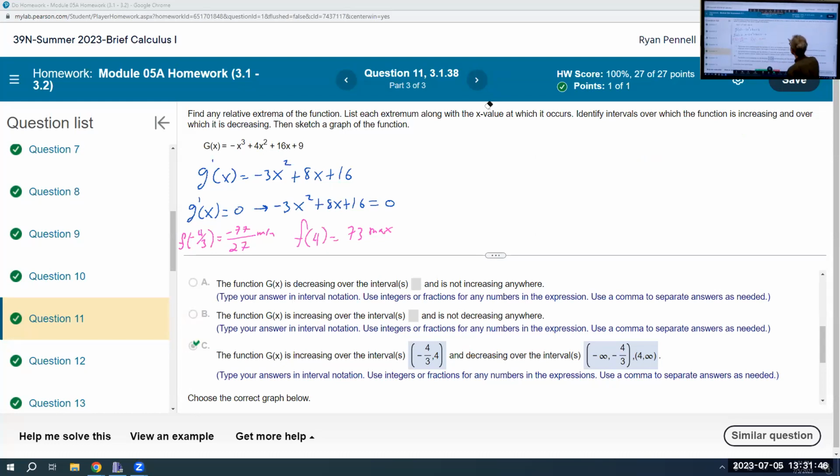So, increasing, decreasing. Let's first talk about the hard way, which is the way the textbook would tell you. What is increasing? The derivative is positive. So the hard way would be to take -3x squared plus 8x plus 16, which is the derivative, set this equal to 0, and then solve the inequality.